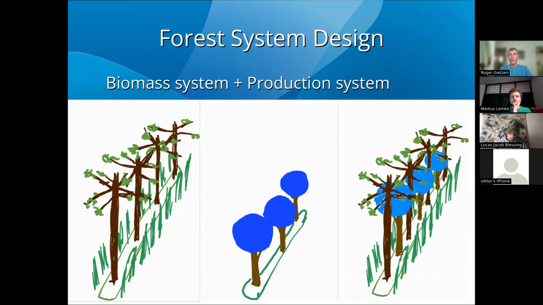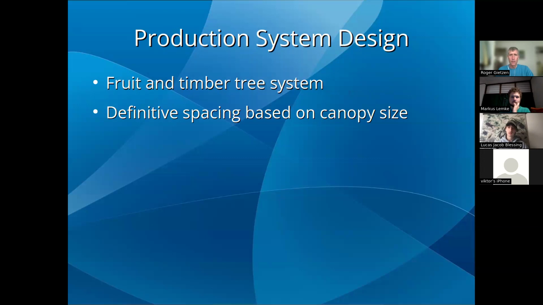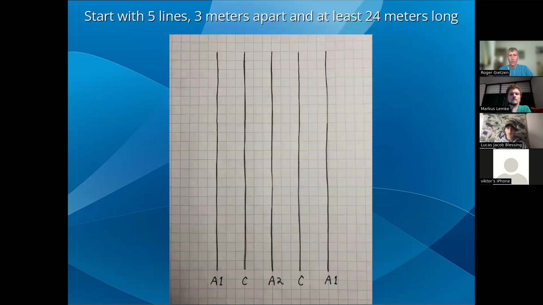Normally I break it down into both a biomass system and a production system, like I've done here. The production system is normally a mixture of fruit and timber trees, and we base the spacing on the canopy size. I do this literally with pencil and graph paper, and actually draw the canopy of the tree to scale, and then I see how they all fit together. We'll go through that as a rough practice with some images.